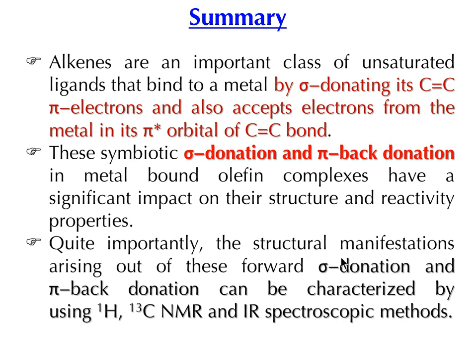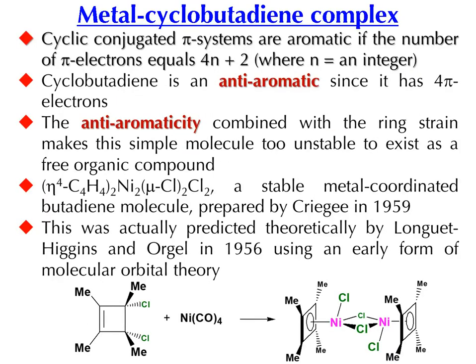Quite important, the structural manifestation arises out of this forward sigma donation and pi back donation and can be characterized by hydrogen and 13C NMR and by infrared spectroscopic methods. Note that by theory, we can predict the X2 type or L type, but experiment is the only method to prove the structures. Another example of a pi ligand system to metal is the complex metal cyclobutadiene.